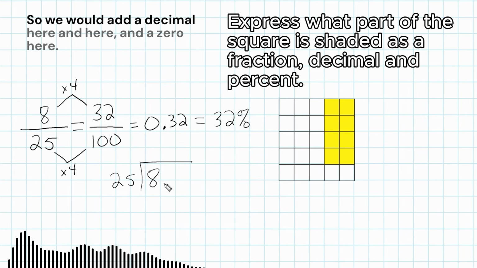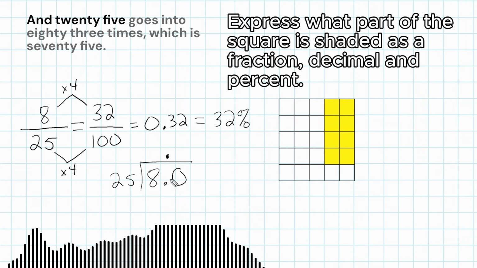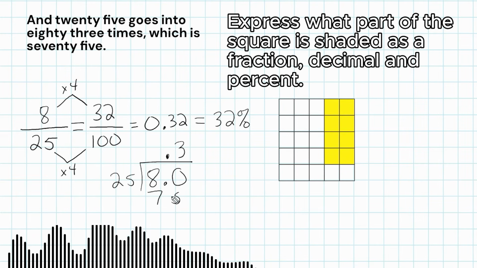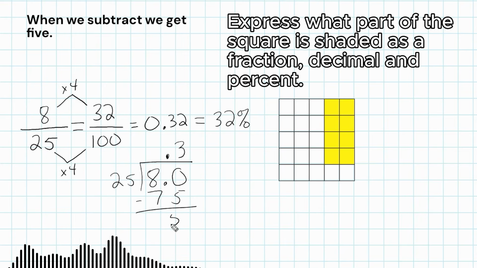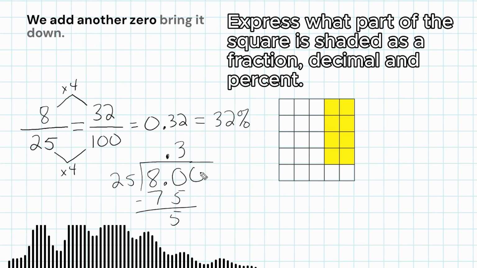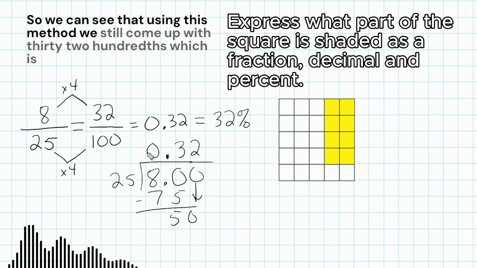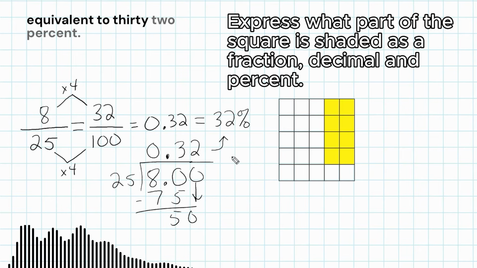So we would add a decimal here and here, and a 0 here, and 25 goes into 80 3 times, which is 75. When we subtract, we get 5. We add another 0, bring it down, and 25 fits into 50 twice. So we can see that using this method, we still come up with 32 hundredths, which is equivalent to 32%.